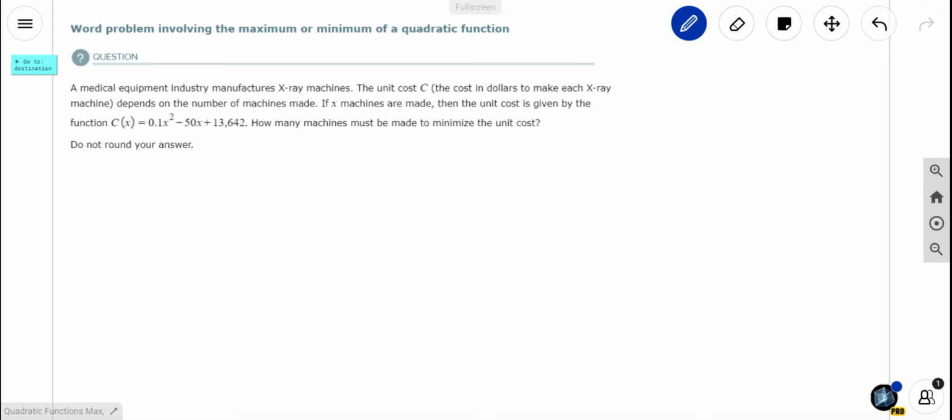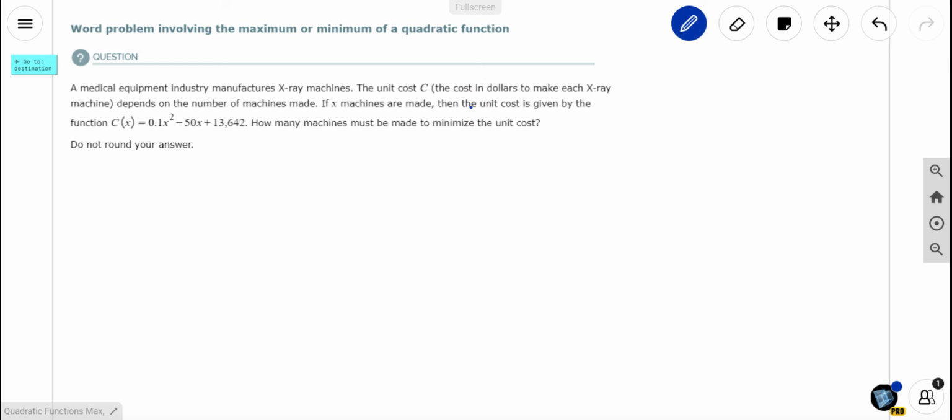Again, max and min. A lot of times the max and min quadratic functions, the relationships between two variables, have a quadratic relationship. So in here it says a medical equipment industry manufactures x-ray machines. The unit cost, C, I love it when they define the variables, is the cost in dollars to make each x-ray machine and depends on the number of machines made. X is the number of machines made. Then the unit cost is given. And this is a lot like the SAT, you guys. It just gives you an equation and you have to plug stuff in. How many machines must be made to minimize the unit cost?